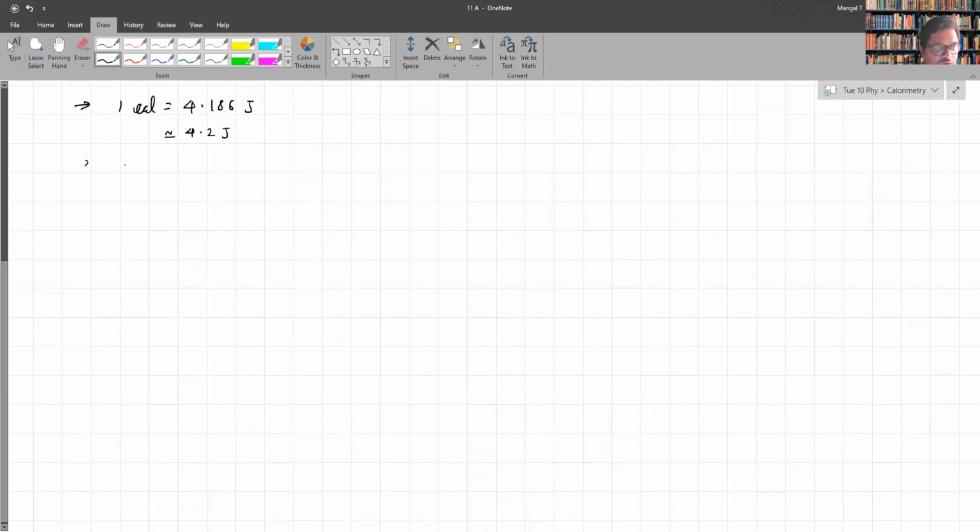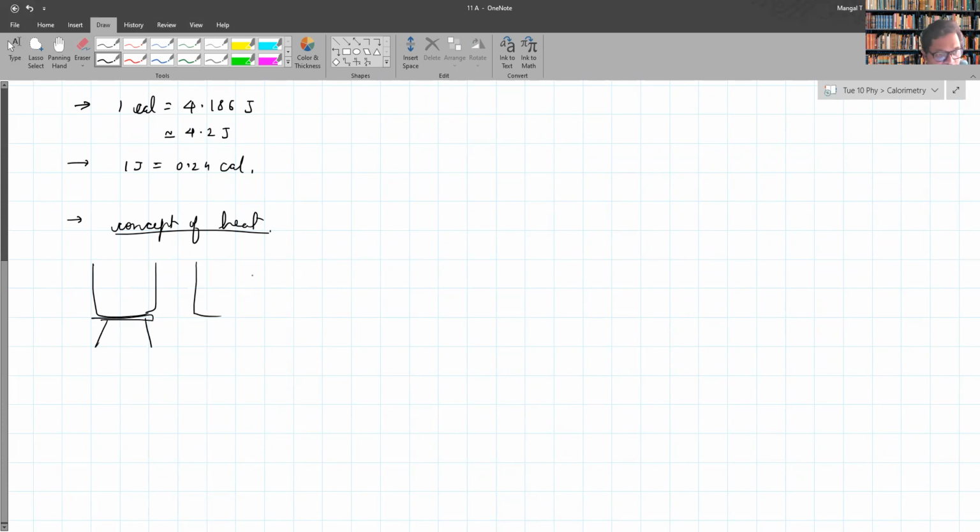Then you have 1 joule. 1 joule is 0.24 calories. Fine. The next is concept of heat. Now, in concept of heat, we have the following things. I'll just explain them with the help of a simple explanation.